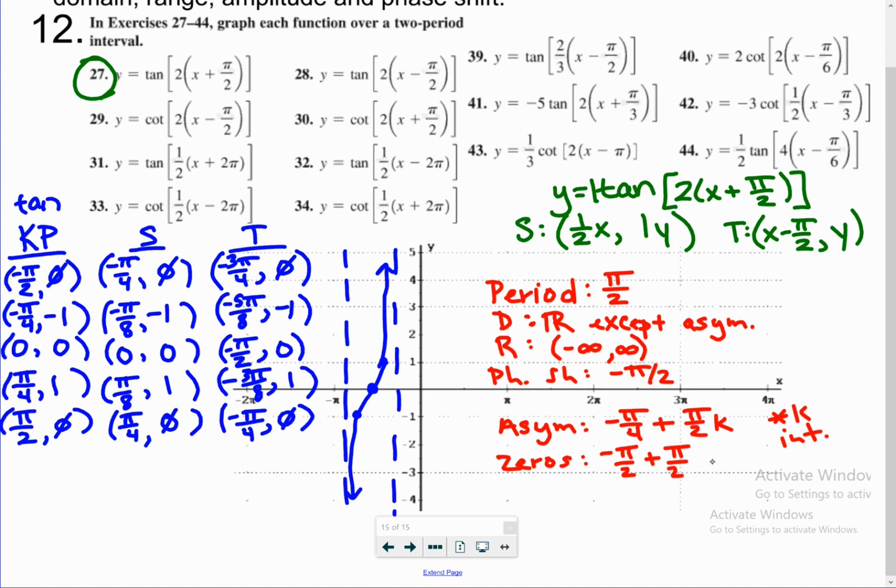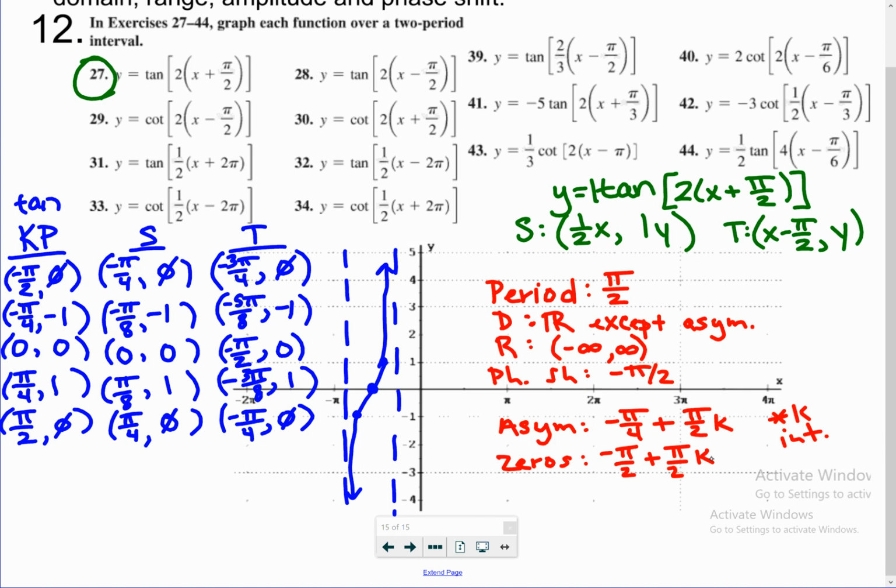Do you guys want to put on your paper the key points for cotangent? Because they're just slightly different. Okay, my computer's not writing very well, so I'm just gonna put them on the board here. Okay, so if it's cotangent, 1, 2, 3, 4, 5. You start at 0 and end at pi.